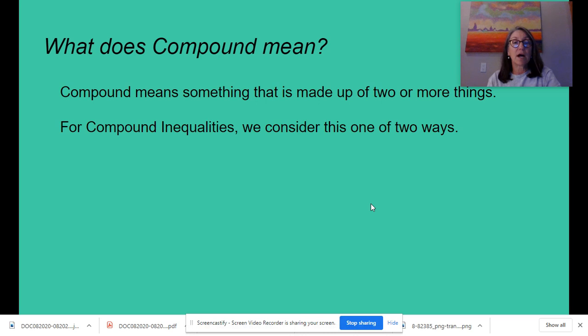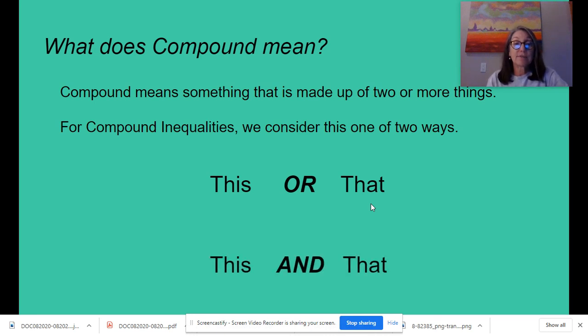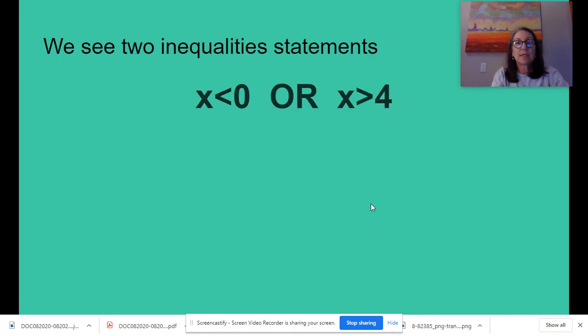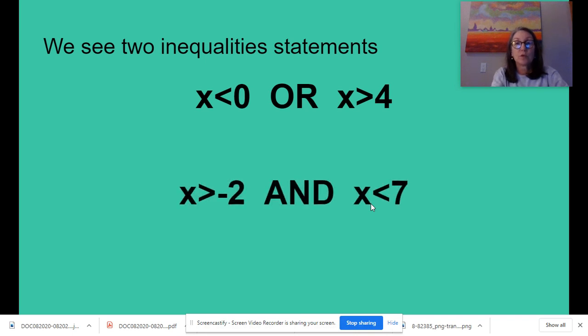And for compound inequalities, we consider it in one of two ways. Either it's this or that. That is, it's either this answer or it's this answer. Or we might have situations where it's this answer and it's this answer. We see two inequality statements like this or this. You'll see the or or the and written in the problem.